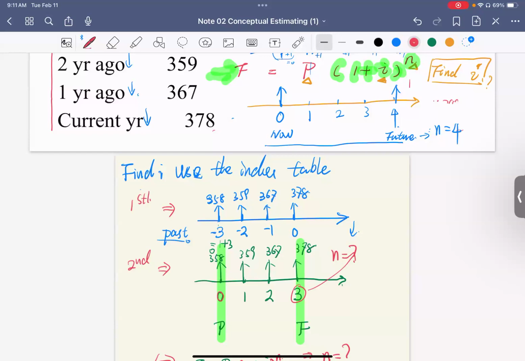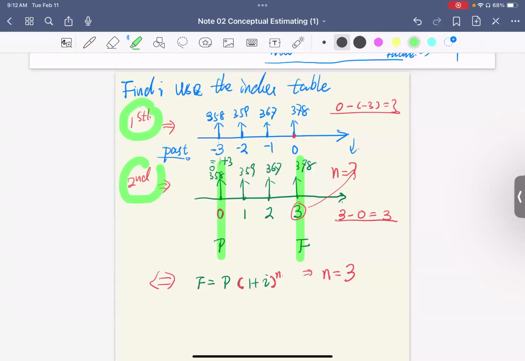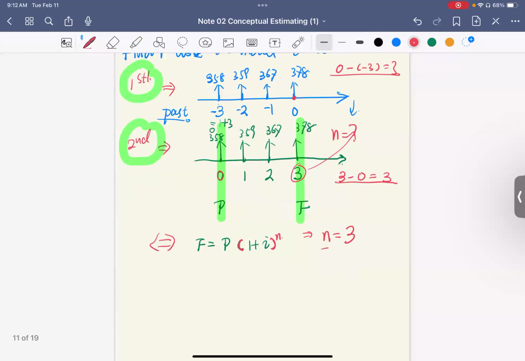Okay, good. So for here n is equal to 3, because we convert all those things to now and the future. Another way you can do it is using 0 minus -3, you're getting 3, or you can use 3 minus 0, you're getting 3. I prefer you all have those two cash flow charts and show you understand how you're getting those 3. So now we know n is equal to 3.